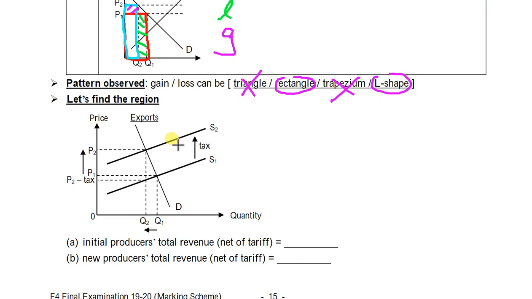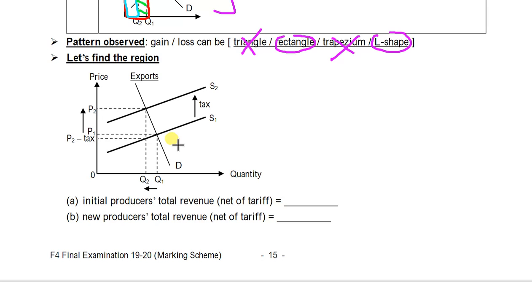Now let me go back to the question and see where the region is. This is the diagram we obtained in part A in the previous part. What we have to find out is the change in the producer's total revenue. Initially, of course, we have 3 prices here. Which price do we have to consider initially? It must be P1 times Q1, right? No choice. We only have one of them with the notation 1, which represents initial, so it must be P1 times Q1.